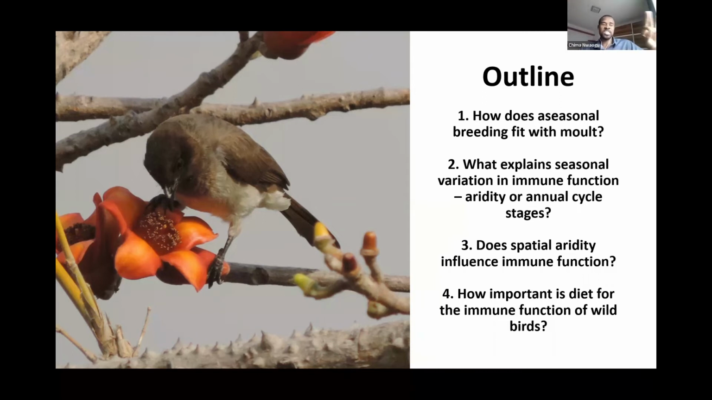Is it changes in environmental conditions like dryness, whether there's rain or there's no rain, or actually whether it is better explained by whether a bird is breeding or not breeding? That is variation in the timing of annual cycle stages.